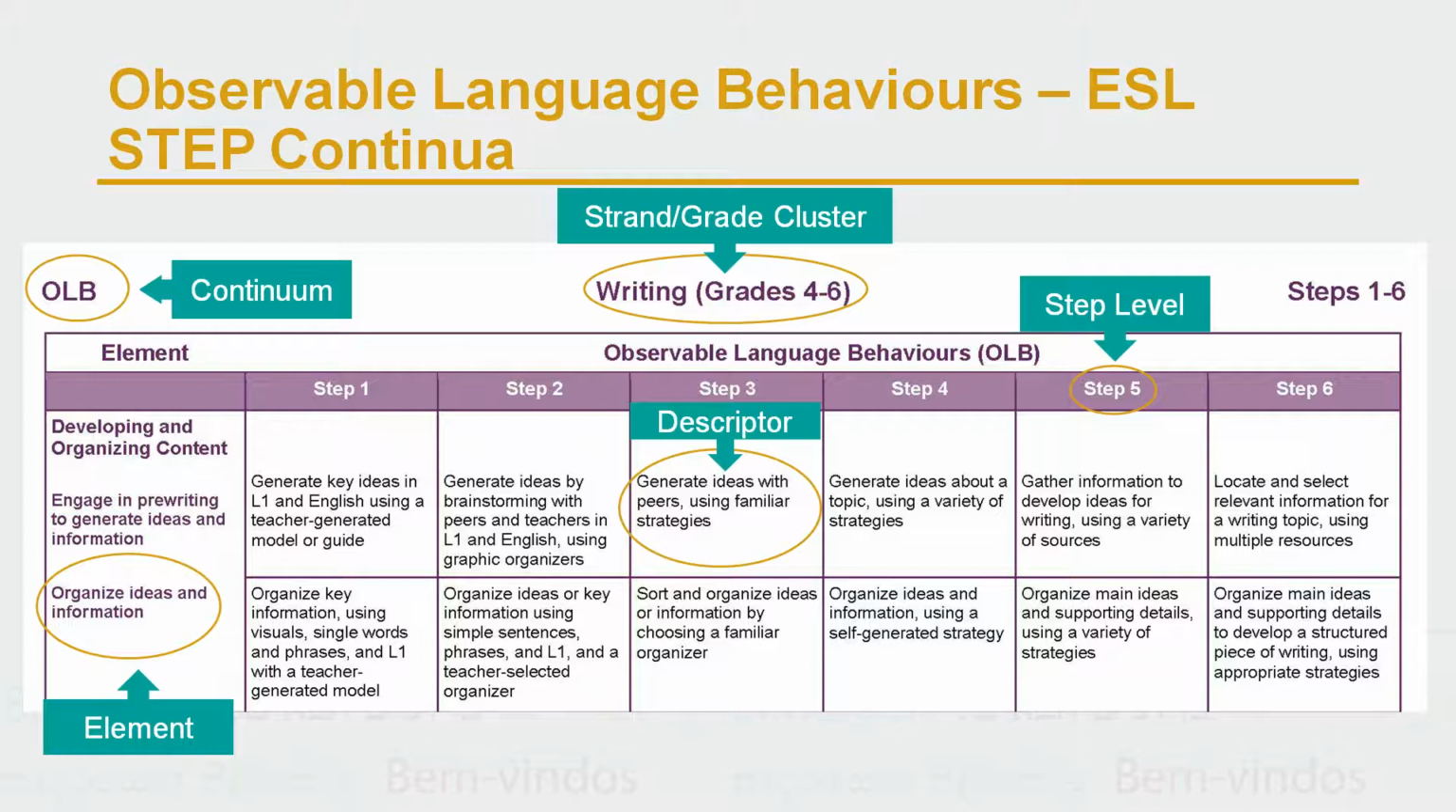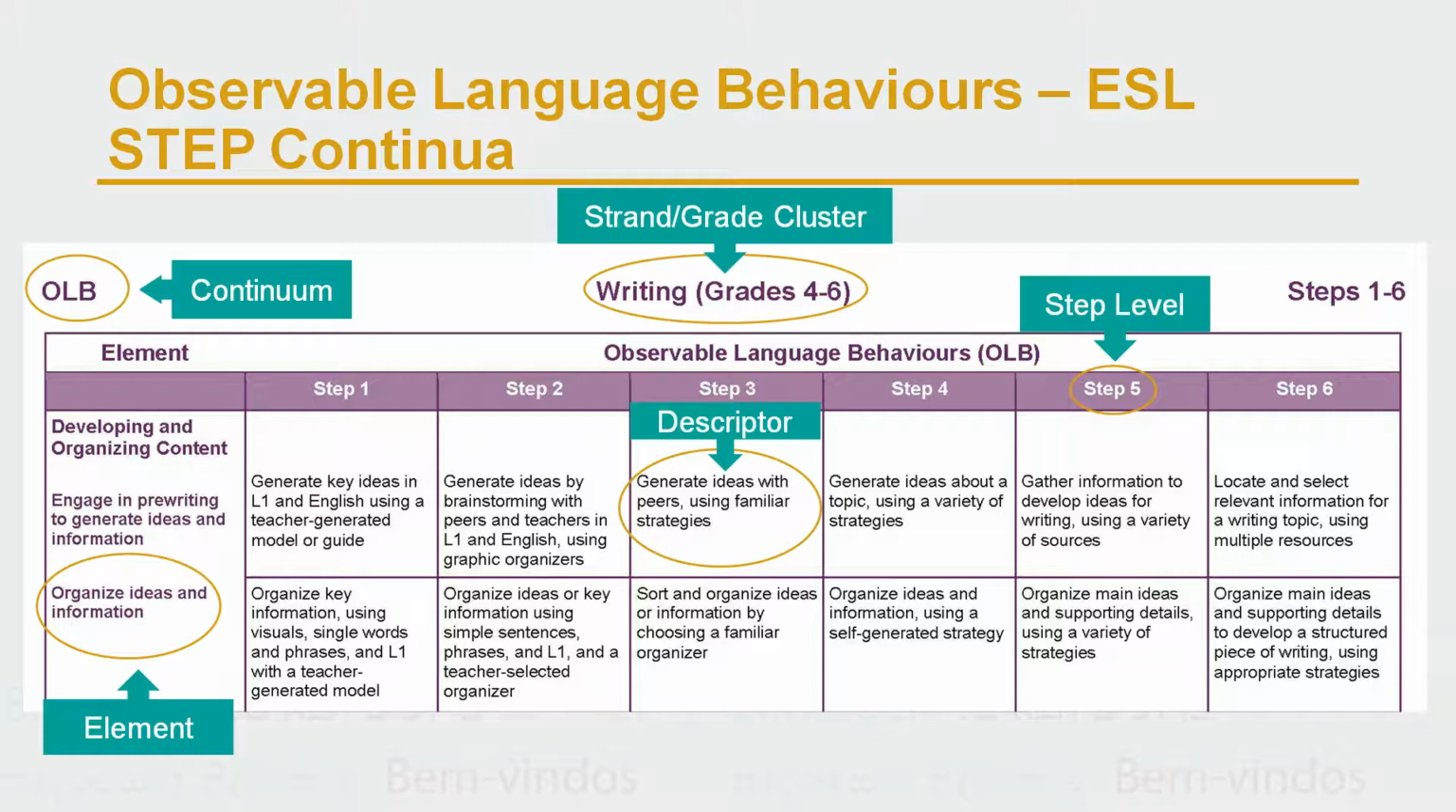Looking at the continua for writing, you will notice that there are various components to the continua. Let's start by analyzing what each component means. First, we have the element, which is along the left column. It is used to name and describe the given language concepts or skills that make a connection to the Ontario curriculum. These elements will look familiar to teachers as they are based on the overall goals found in the language curriculum document.